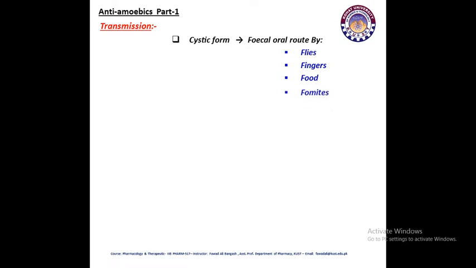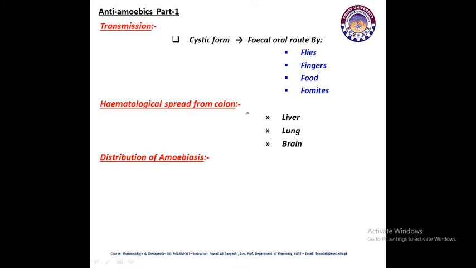Transmission. They are transmitted in the cyst form, as we discussed earlier in the pathophysiology of amoebiasis. The cyst is the main causative and infective agent. They are transmitted through the fecal-oral route, like flies, fingers, foods, fomites, etc. There is hematological spread from the colon to the liver, lung, and brain. Distribution of amoebiasis is cosmopolitan but more tropical and subtropical.